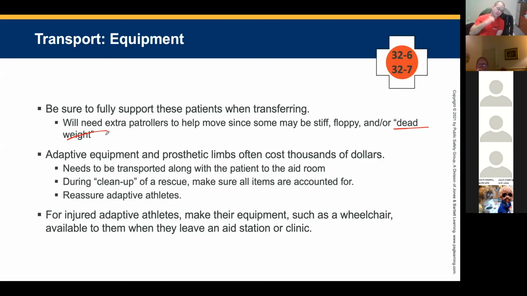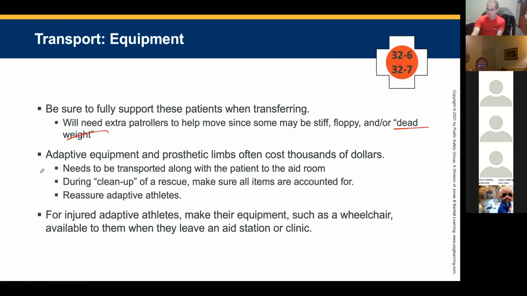So a mega mover is a piece of canvas with handles, and there's usually 4 handles on each side. Basically you would roll this patient onto the mega mover, and now you have handles that you can lift the patient with. Mega movers can lift patients upwards of almost 800 pounds. So very durable piece of equipment.